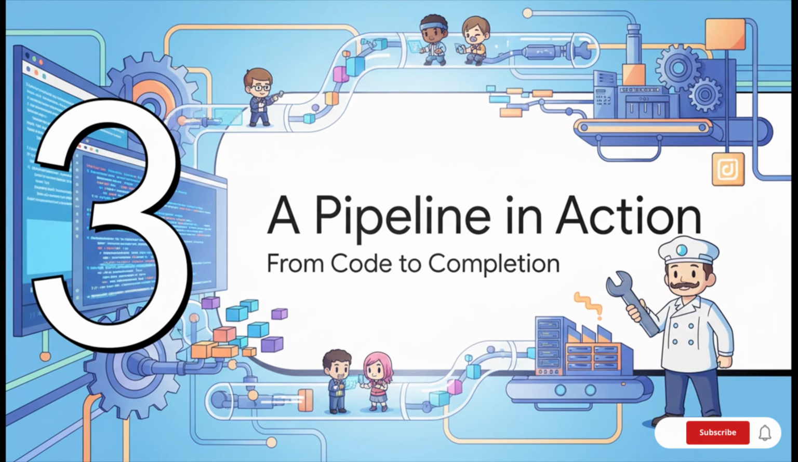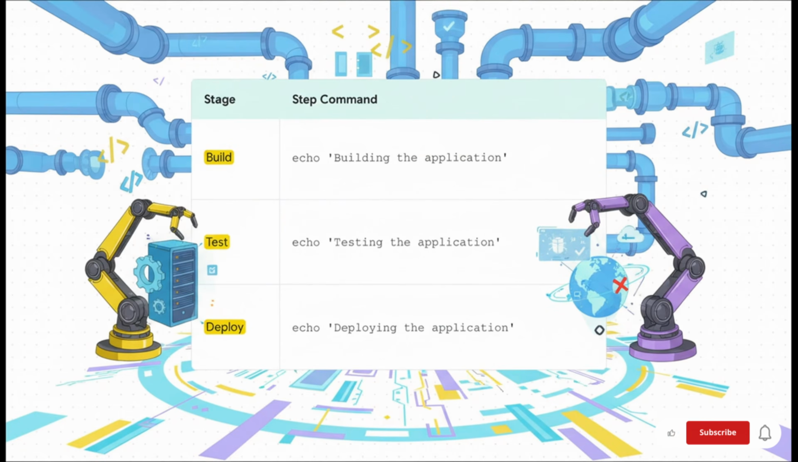Okay, we've seen the individual pieces. Theory is great, but now let's put them all together and see what a complete, simple pipeline looks like when it's actually in action. This table shows a classic textbook 3-stage pipeline. We've got a build stage, a test stage, and a deploy stage. And for this example, each stage is just running a single echo command to announce what it's doing. This simple structure is a completely valid Jenkinsfile that Jenkins could run right now.